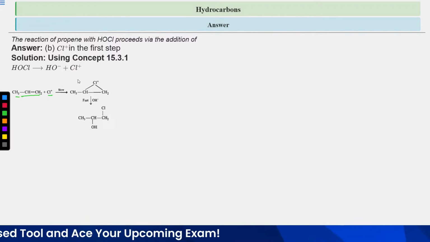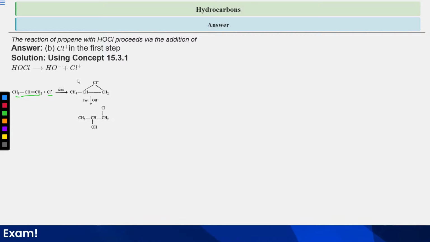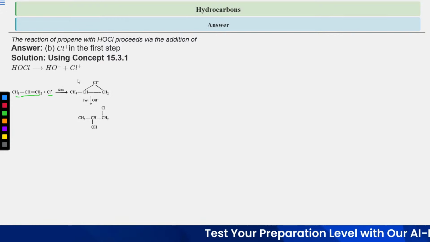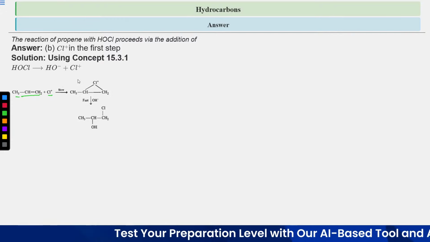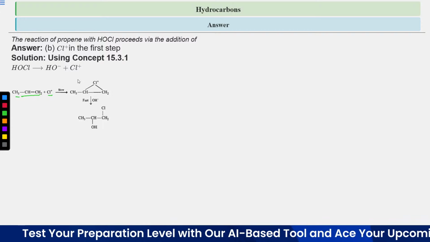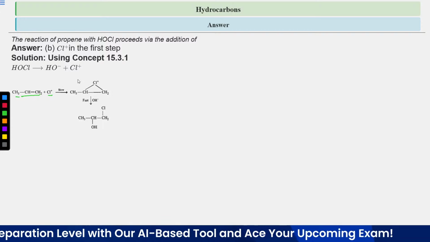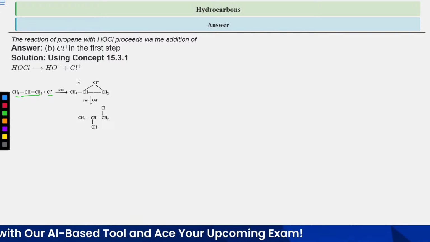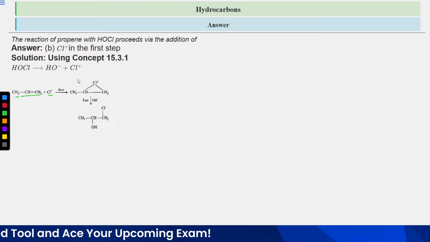Now what will happen? The OH minus we obtain from HOCl will react with this intermediate, and this will be a fast reaction. It will form the molecule CH3 single bond CH single bond CH2 single bond Cl, and at the second position we have a hydroxide group attached. So this will be the final product we obtain after the reaction of propene with HOCl.